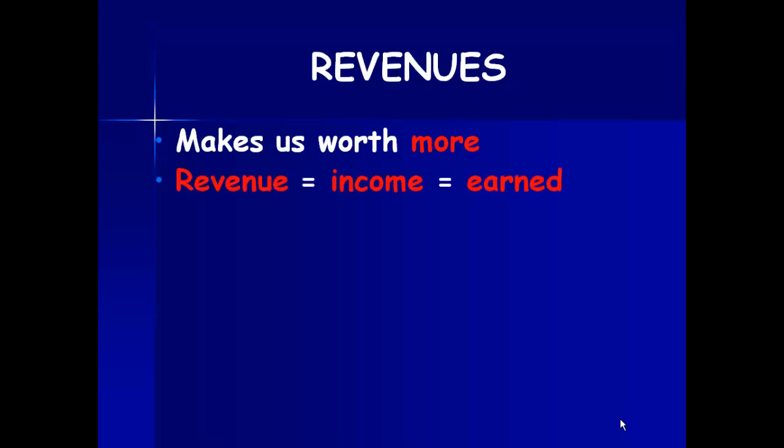There are 3 words that mean revenue. You might want to mark this in your handout because I'm going to use them interchangeably. Revenue, income, and earned all mean the same thing. So if I'm a landlord, for example, I could have an account called rent revenue, or I could call it rent income, or I could call it rent earned. And those all mean the exact same thing.